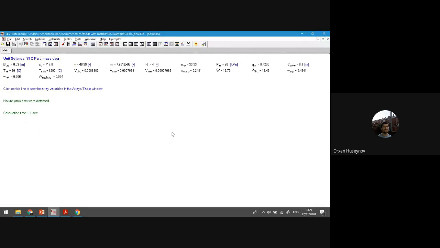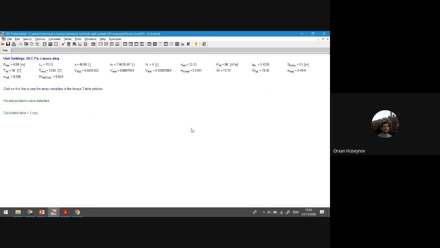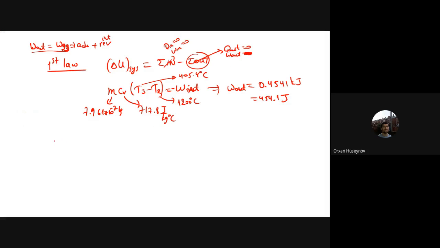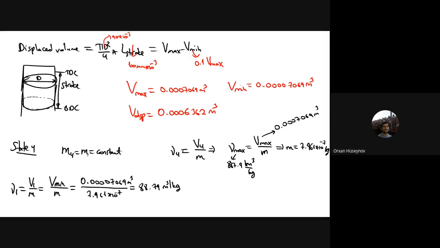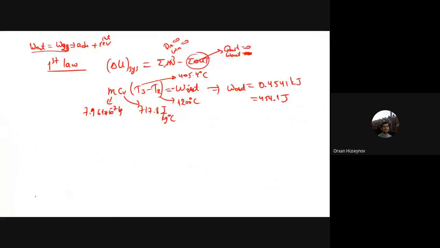The work out value will be, let me see, 0.4541 kilojoules, or 454.1 joules. This is the work out. Now you can do the similar relationship for the work in, and the work in process happens between states 4 and 1. Let's do that for the work in process.